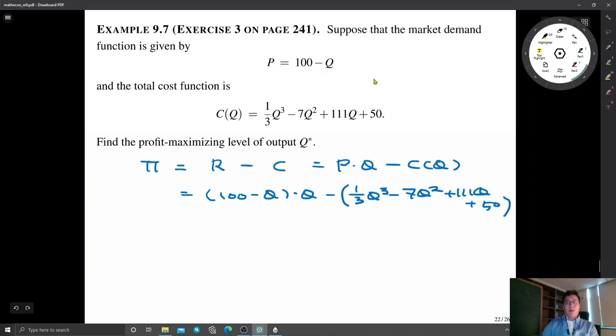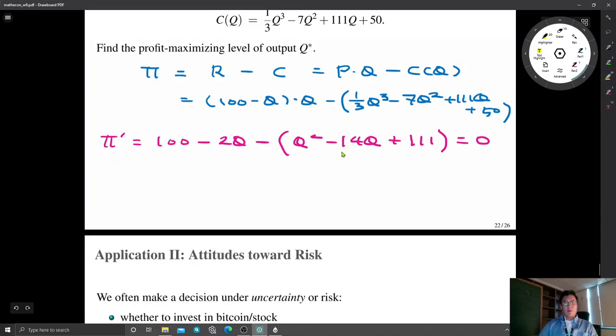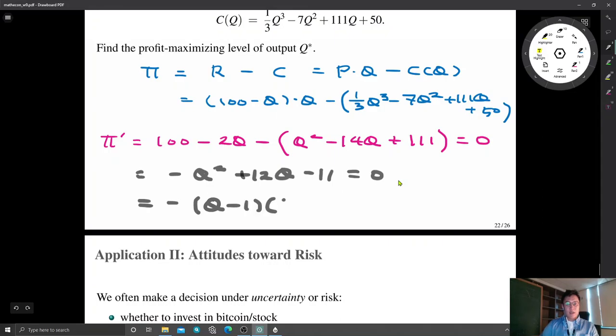Okay, and then we take the derivative, find the critical points of this function. So 100 minus 2Q minus Q squared minus 14Q plus 111. Okay? And set this equal to 0. Right? So we come up with one quadratic equation, and if we arrange this equation, minus Q squared plus 12Q minus 11, and this equation is factorable. So this expression is factorable. So I can factor out, say, Q minus 1 and left with Q minus 11.